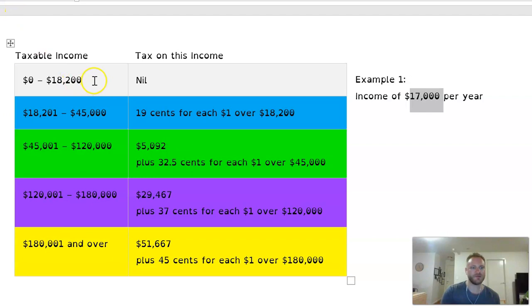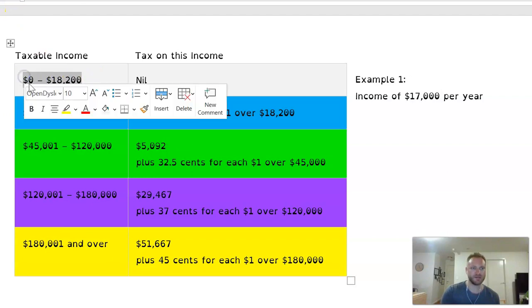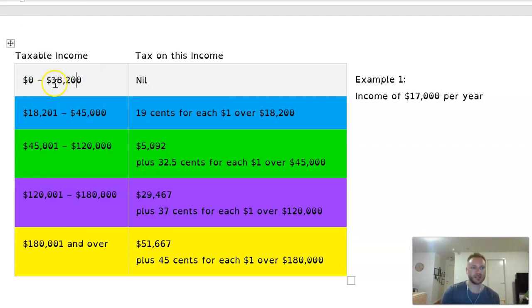In this case, it's very, very easy for this one because it fits between $0 and $18,000 per year. What you then do once you've worked out which of the rows it's on, in this case, the first one, you look at the tax on this income, which is the column to the right. In this situation, you're paying nothing, so nil. That's your tax that you have to pay on your income, which is pretty good. If you earn $17,000, your tax will be zero.